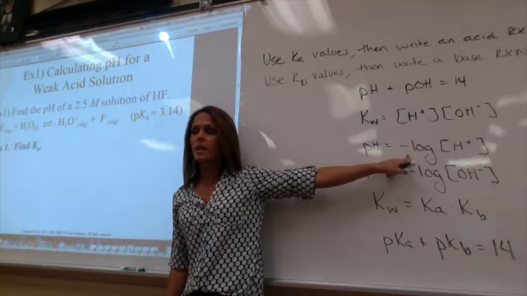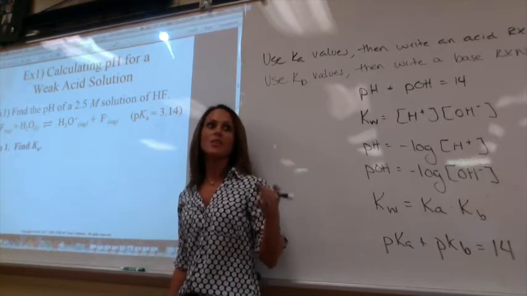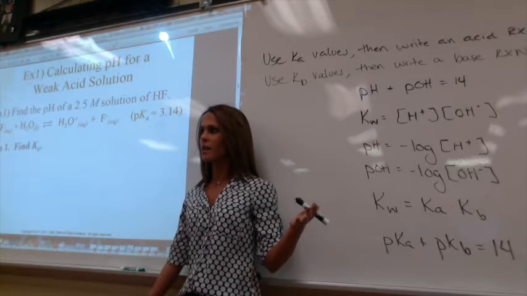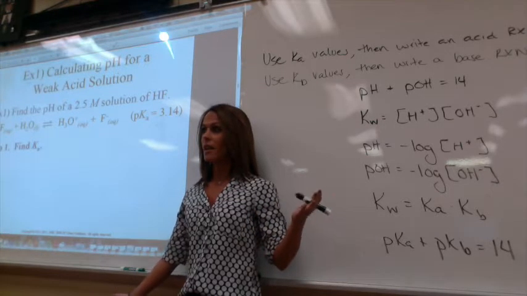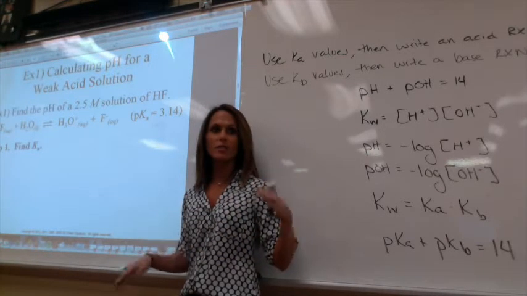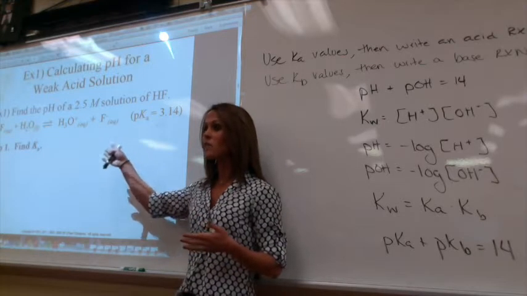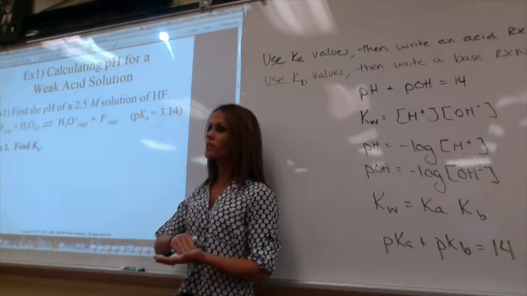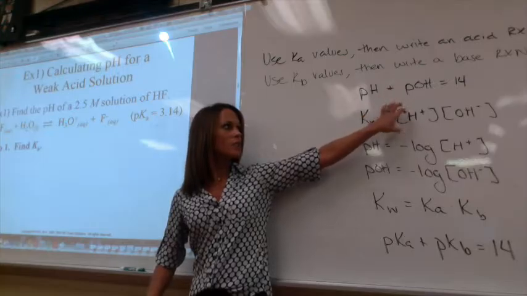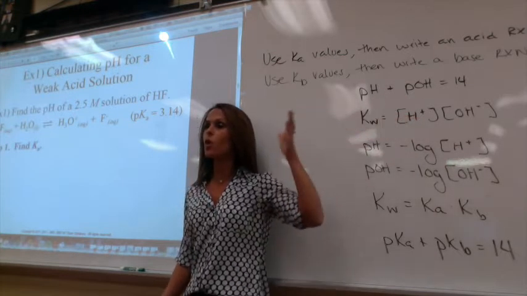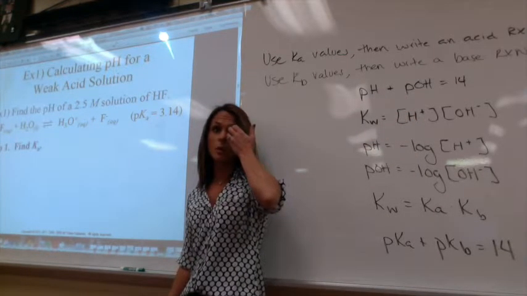Concentration of what? Every time they ask you for pH, you need to somehow find H+ concentration. There are a whole variety of ways to do that. You might be given a base reaction, and you find OH- concentration, and then you have to do this thing and find pH again. But you're always looking for H+ concentration for pH.